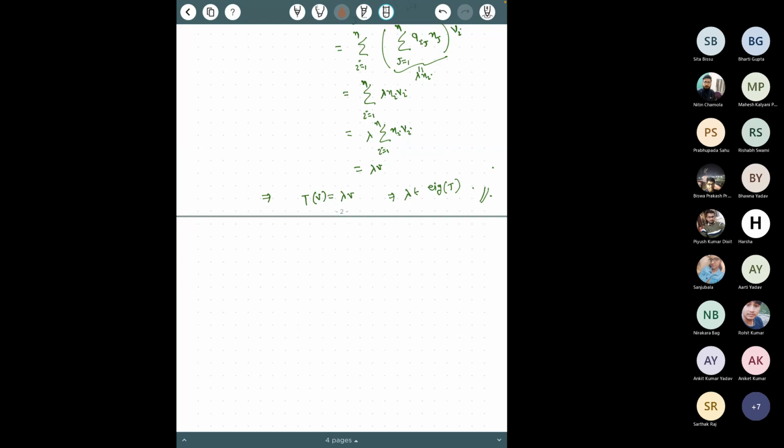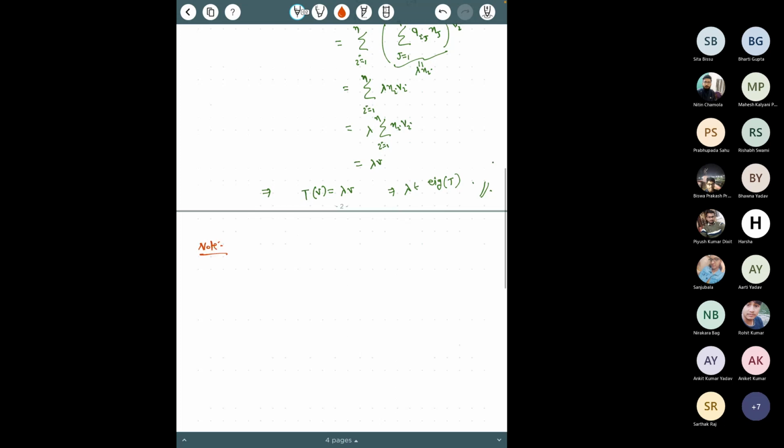So what we can say from here is that the eigenvalues of T do not depend on the choice of basis. And this also gives us a way to define the determinant of a linear operator. So I can write this, just for your records, that the eigenvalues of T do not depend on the choice of basis. This is because of this result.